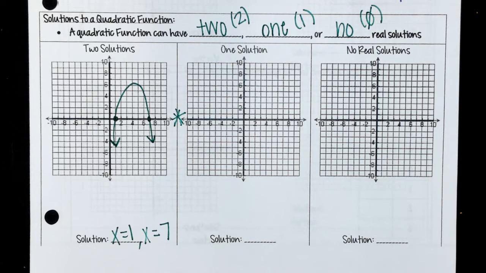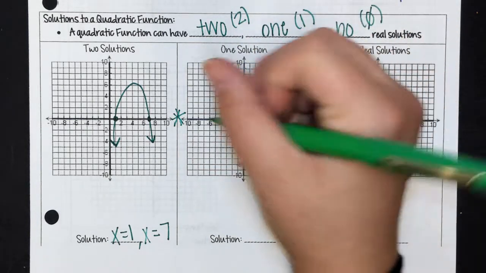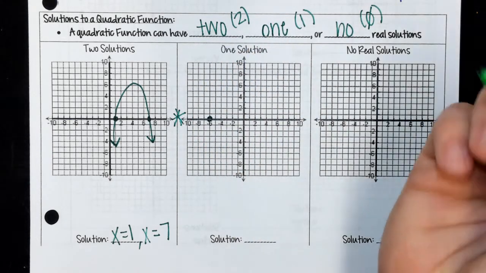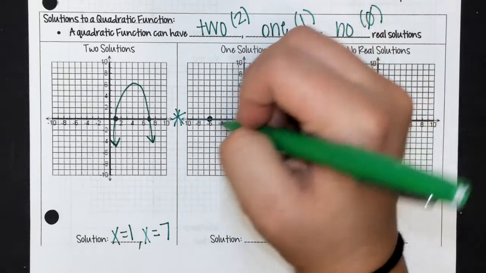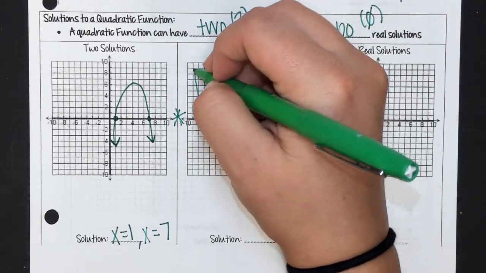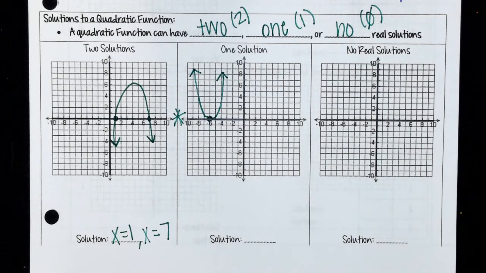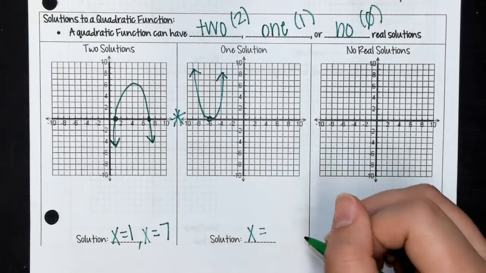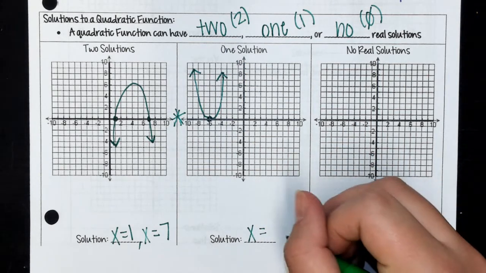Okay, example of one solution. Put a dot at -6, and then make that be your vertex. So draw a parabola going up. That's an example of one solution. It only touches or crosses the x-axis one time. So my solution is x is equal to what? -6.